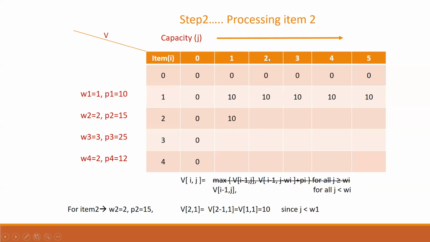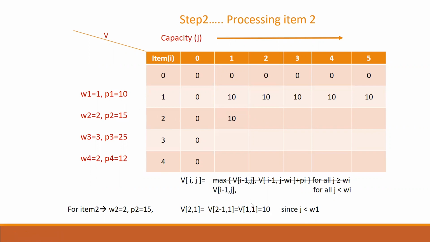Next, the bag capacity is 2. Item 2's weight is also 2. So we can put this item into this bag. After putting this item, the profit becomes 15. The remaining capacity in the bag is 0, because its weight is 2. Here also 2, so 2 minus 2. Item 2 fully fills the knapsack, so there is no space for holding item 1.